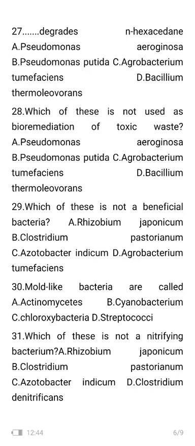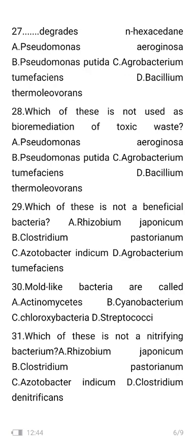not used as bioremediation of toxic waste? Pseudomonas aeruginosa, Pseudomonas putida, Agrobacterium tumefaciens, Bacillium temulivorans. The answer is Agrobacterium tumefaciens, and it is actually parasitic in nature. Please take note of that. It is very, very important.